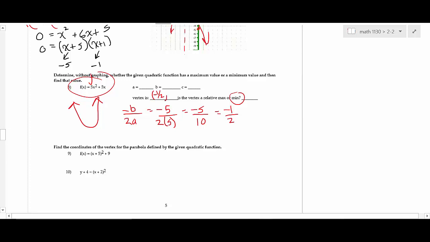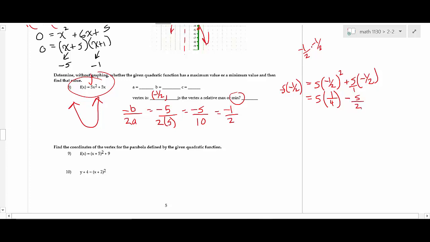And then if you want to find the y value of the vertex, all you need to do is evaluate the function at negative 1/2. So let's do that. Let's deal with the fractions. So you have 5 times negative 1/2 squared plus 5 times negative 1/2. If you square the negative 1/2, negative 1/2 times negative 1/2 gives 1/4. And then if you put the 5 over 1 and multiply straight across, that's 5 over 2.